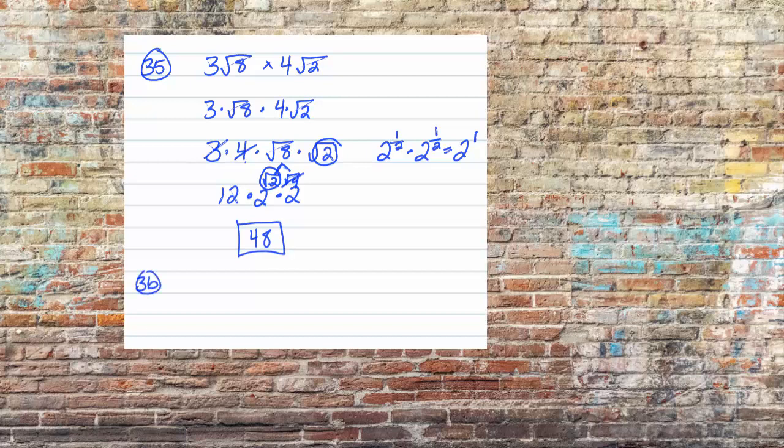Problem 36. Root 15 times root 15. Well, again, we just talked about anytime you multiply two radicals with the same value, they simplify down to the term in the radicand. So that would simply be 15.